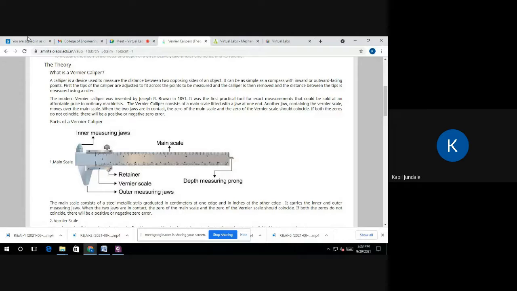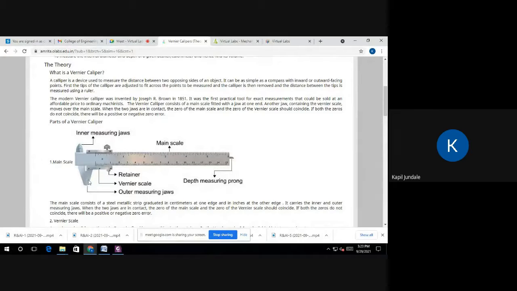Okay, here also a caliper is a device used to measure the distance between two opposite sides of an object. It can be a simple compass with inward or outward facing points. First the tips of the caliper are adjusted to fit across the point to be measured, means these are the two jaws in between which we are holding our workpiece, and the caliper is then removed and the distance between the tips measured using the rule.